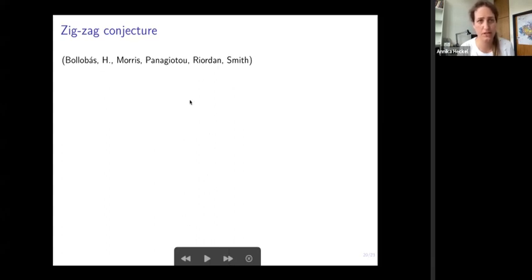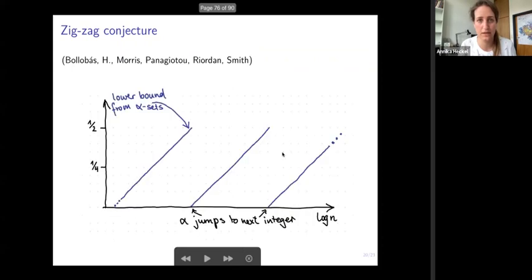So there's Bollobás, Rob Morris, Kostas Panagiotou, Oliver, and Paul Smith.